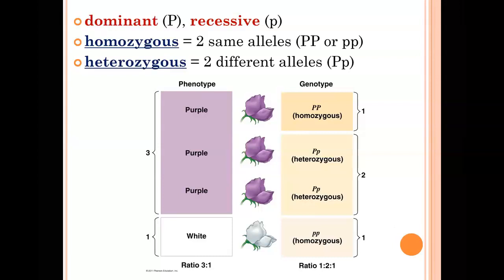Homozygous and heterozygous. Homozygous is where both letters are the same type of letter. So if both are capital or both are lowercase, that's homozygous. If you have one capital with one lowercase, that's heterozygous. So homo means the same, big P, big P, or little p, little p. Hetero means different, big P, little p, okay?